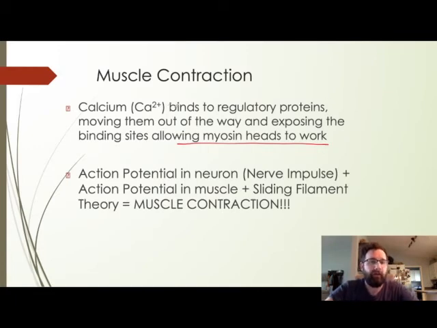You have to have the calcium that binds the regulatory proteins, moving them out of the way so that the myosin heads can bond to the actin and cause that actual contraction to happen. Okay, so action potential in the neuron, the nerve impulse, plus action potential in the muscles, plus that sliding filament theory, that is what a muscle contraction actually is.